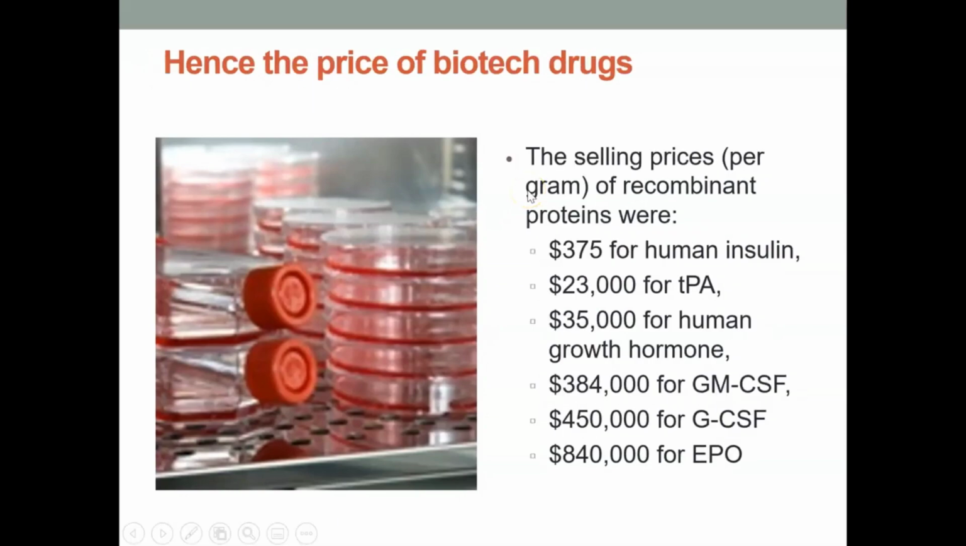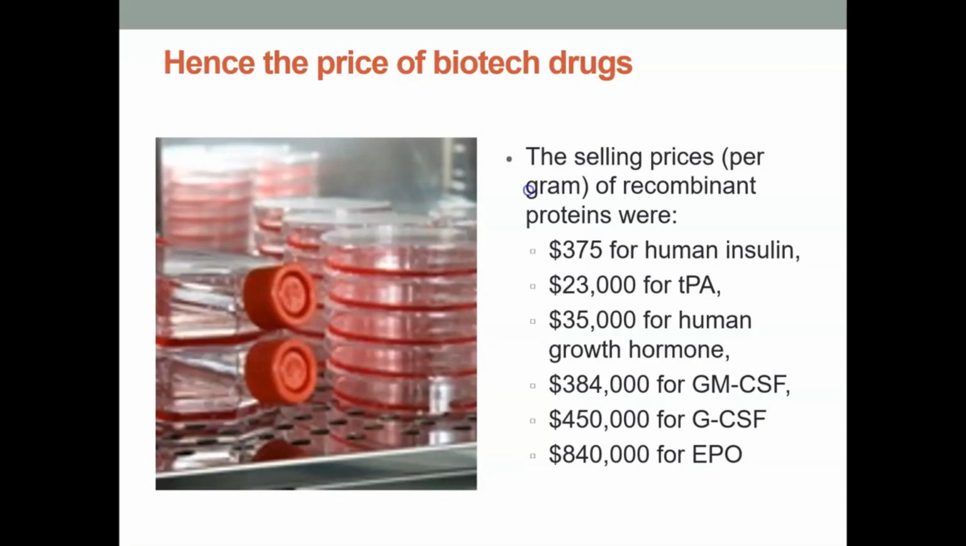Just to give you an example of the selling price of the biotech drugs, so the selling price per gram of the recombinant proteins, so $375 for human insulin, $23,000 for TPA, 35,000 for human growth hormone, right up to 840,000 for EPO. And EPO we'd probably be most familiar with as one of the drugs that are used by cyclists. Particularly, we would have heard about Lance Armstrong in relation to EPO. So it's just to give you an idea of how the price of biotech drugs are so huge in comparison to your chemical drugs.